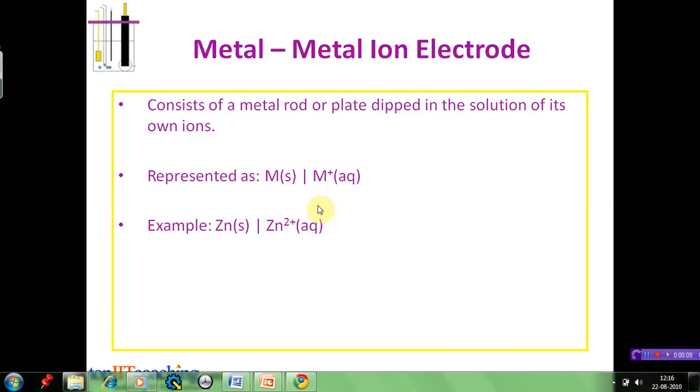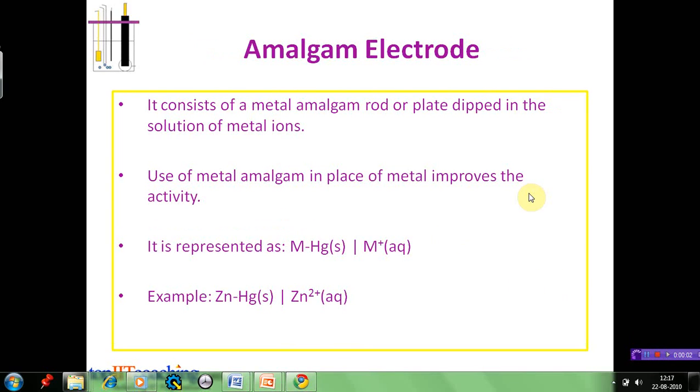The second type of electrode is the metal ion electrode, in which a metal rod or plate is dipped in the solution of its own ions. Its general representation is M(s) | M+(aq), where M(s) represents the metal in solid state, that is as a rod or plate, and M+(aq) denotes the electrolytic solution of that metal ion. Its example can be zinc rod or zinc plate dipped in the solution of zinc ion, such as zinc sulfate.